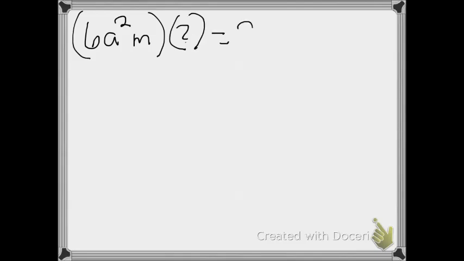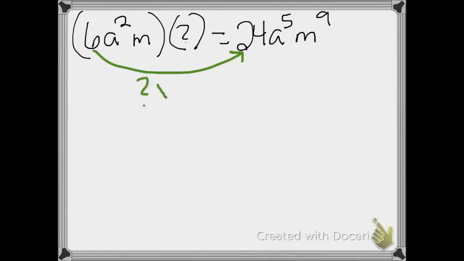All right, so let's apply this to our first problem. We have 6a squared times some unknown value equals 24a to the 5th m to the 9th. The easiest way to do this is to match it up term by term in the monomial. So from 6 to 24, what do I need? Well, I know I need to multiply it by 4.